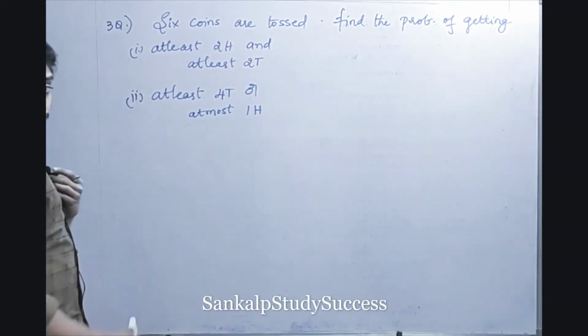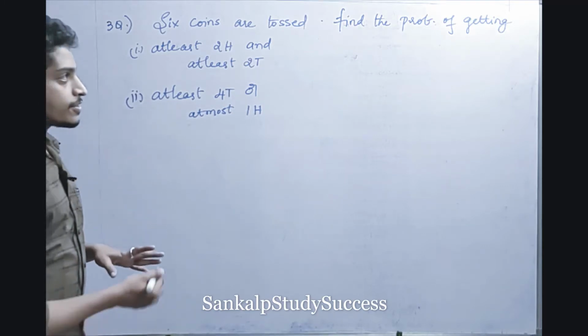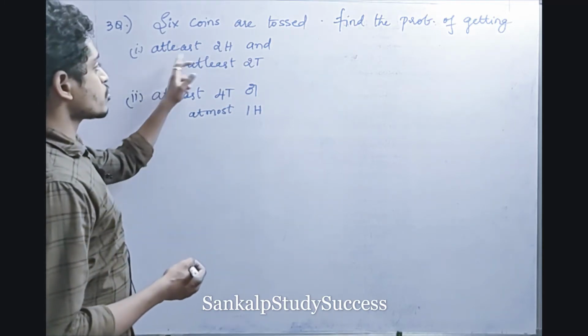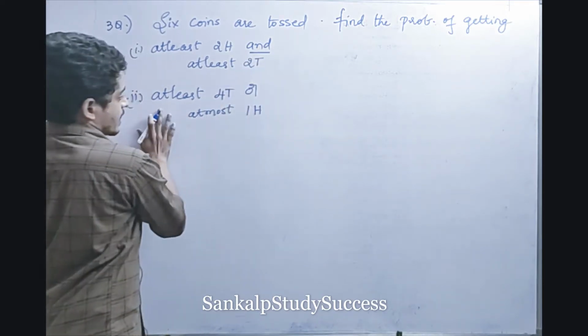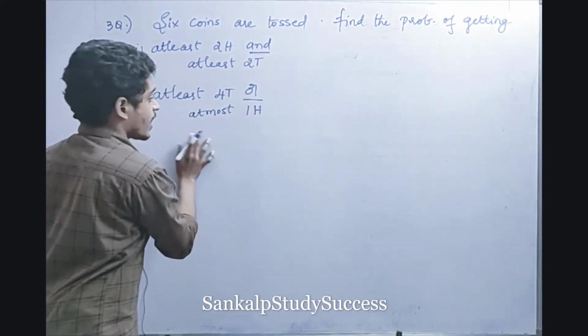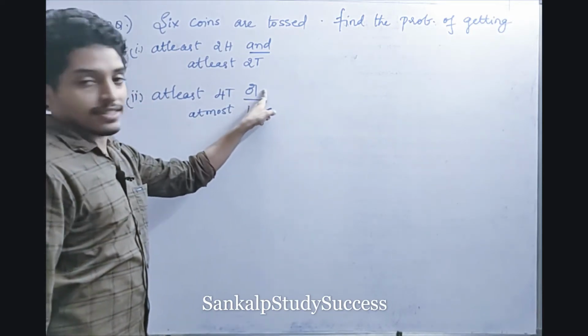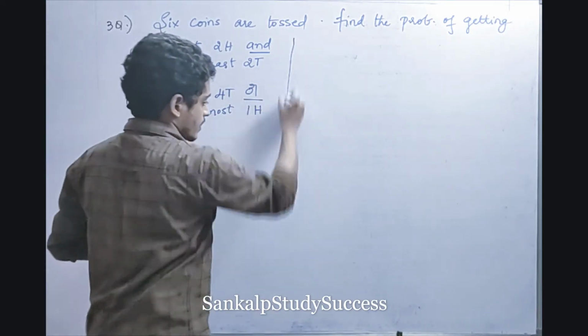So next question, friends. 6 coins are tossed, find the probability of getting at least 2 heads and at least 2 tails. Here he is asking, and here, at least 4 tails or at most 1 head. So this case is different, friends. Okay, fine, let us see each case individually.